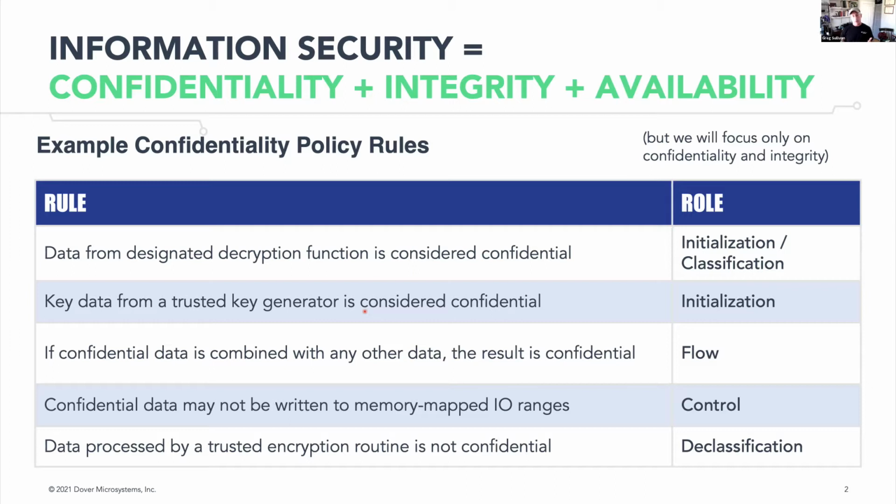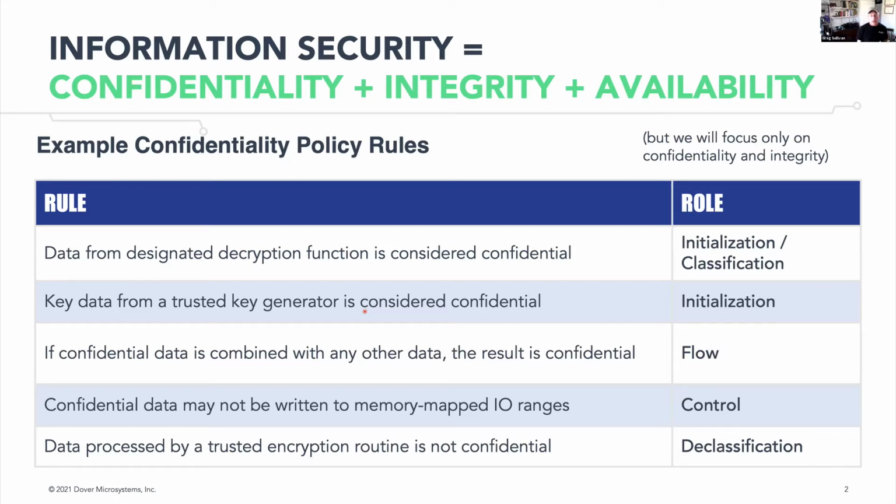And finally, any interesting security policy will have some notion of privilege. And in the case of confidentiality, you want to indicate that possibly if confidential data is successfully processed by a trusted encryption engine of some sort, that can strip the confidential classification and make the data accessible and therefore able to flow out of the system.